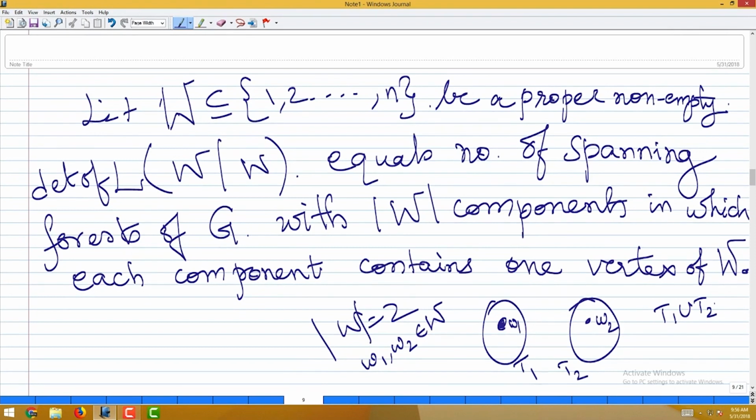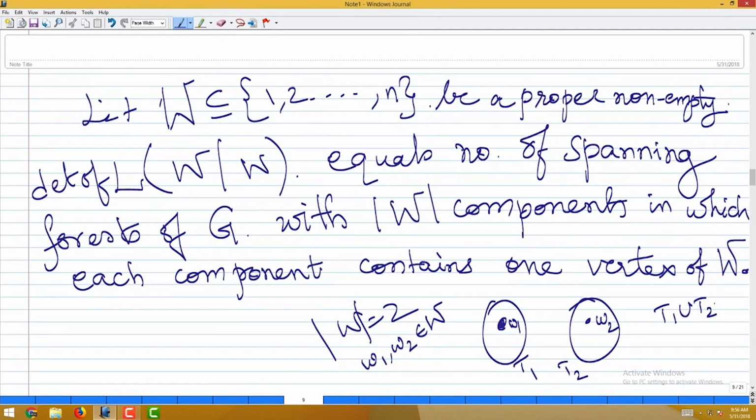Not only that, I know that every vertex is in one of the components, or I should say each component contains one vertex of W. If I say W components are there, that is the only idea, right. There are W components and W elements are there, means every component has exactly one vertex from the set W. Okay. So, this is a generalization of the matrix tree theorem, okay.